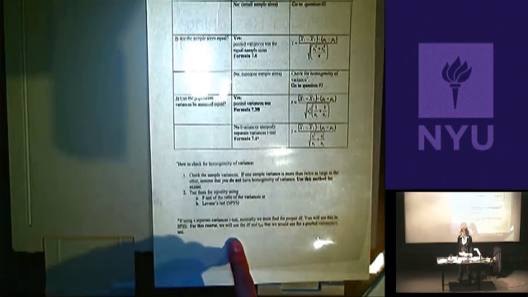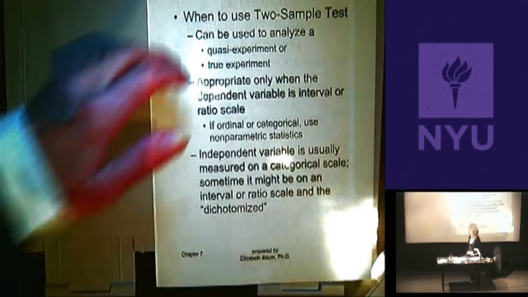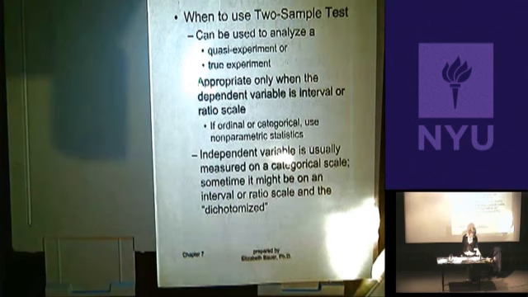So I don't want you to get confused. I'm just going to comment on this, and then we'll do the other example on Wednesday. I mentioned before when to use a 2-sample test. A 2-sample t-test is appropriate only when your dependent variable is interval or ratio.